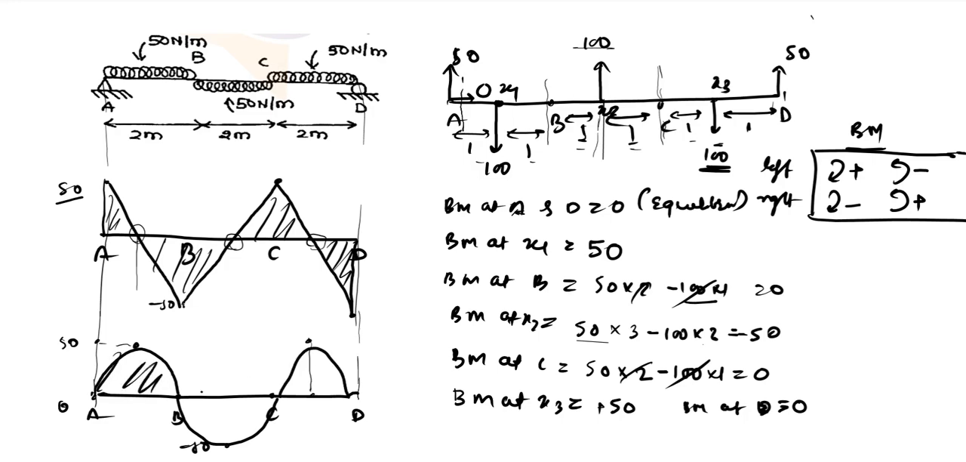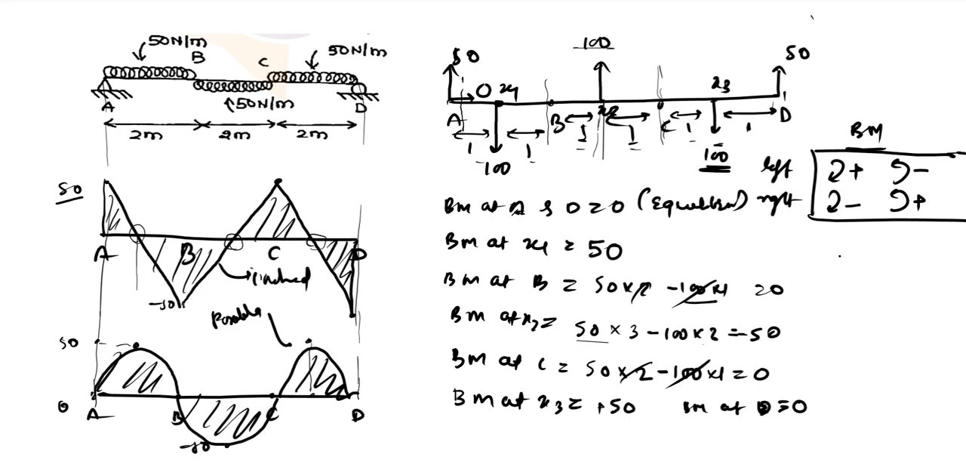And it is a parabola because the shear force is varying linearly, so this is an inclined line, and that is why the bending moment is a parabola. Whenever there is a UDL, the shear force will vary as an inclined line, and the bending moment will vary as a parabola.